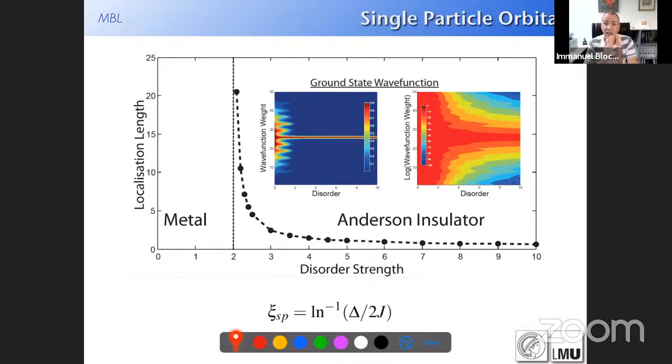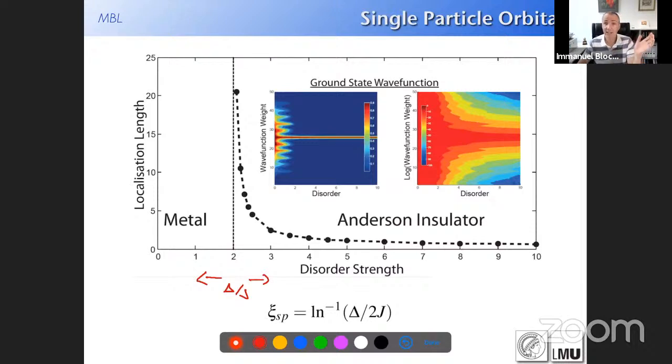We can calculate analytically the length scale, the decay length, of this exponentially localized wave function. This is the localization length I've written down here. And you see it scales like 1 over the logarithm of disorder strength over 2J. So we have this logarithmic divergence as we go from high disorder strength to low disorder strength. For delta over J larger than 2, we are localized, and here we have these extended states. And in principle, for an infinite system, you would see that the localization length diverges.